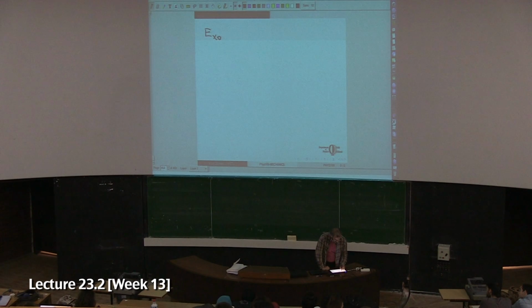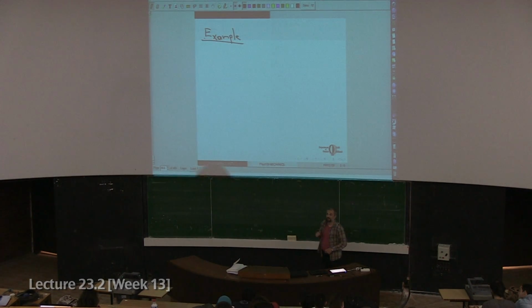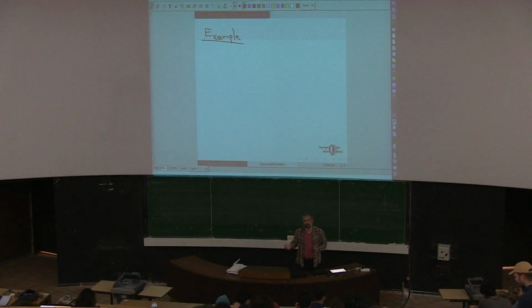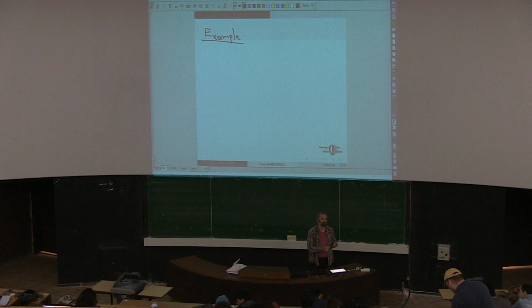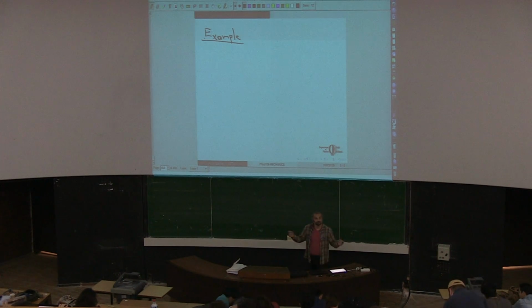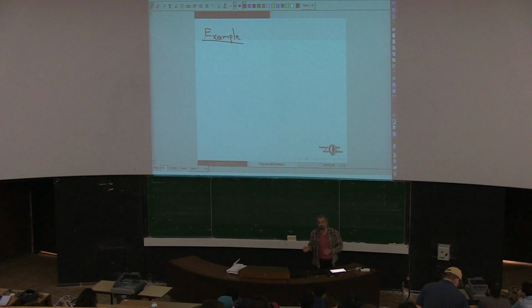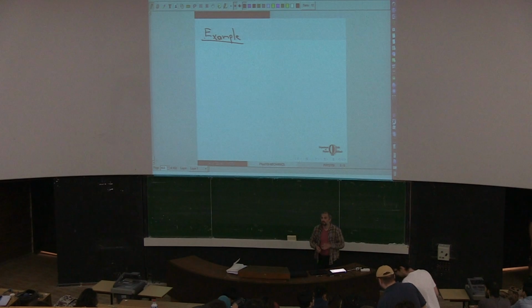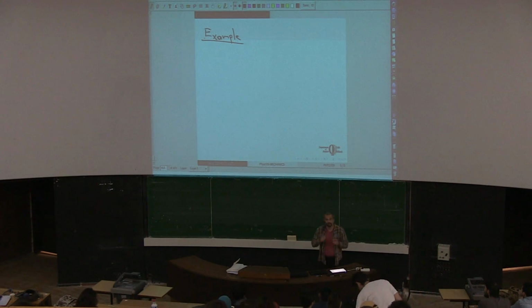Okay, let's do another example. Now, up to this point, we never talked about the magnetic field created by a single moving charge. We only had a charge carrying wire. Well, we know that the charges are moving in that wire and hence they create a magnetic field. But we never talk about the magnetic field of a single charge. Now let's study that problem.